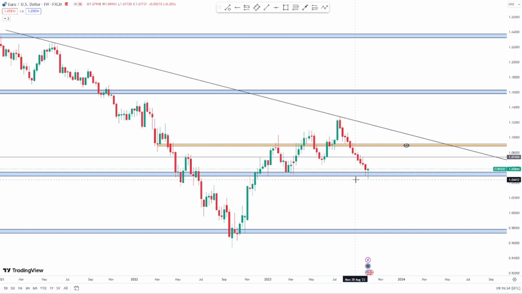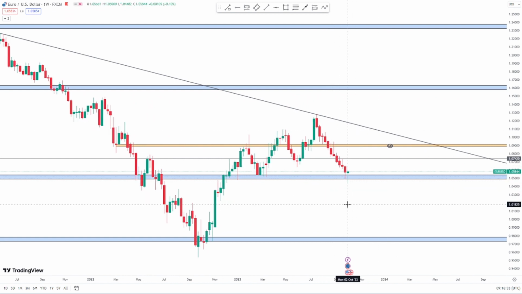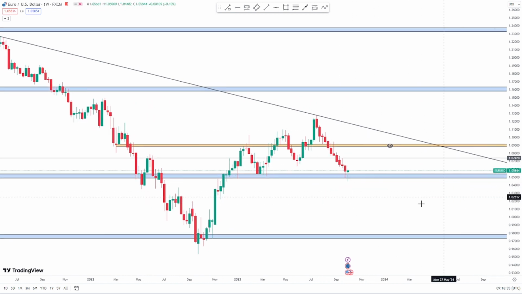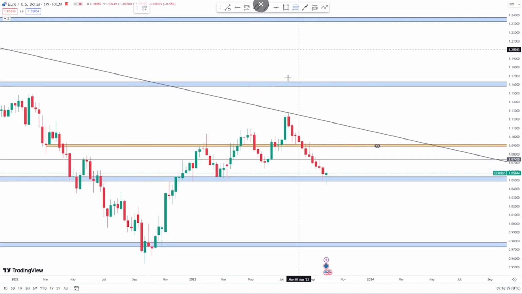Price tapped into this key level, reacted on this key level, rejecting this key level. You can see this movement has been so linear. Yes, on the weekly time frame, this is what I'm saying on GBPUSD, EURUSD precisely.